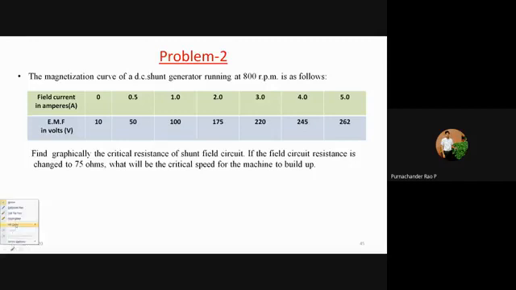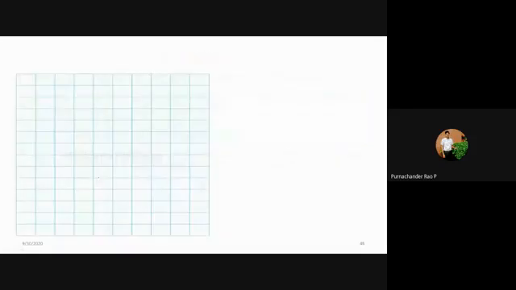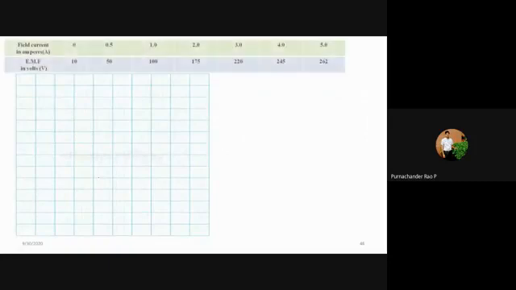And the critical speed, right? So R_cr, the critical field resistance, we need to find out, and then the critical speed with the help of the graph. So I will take a graph sheet, and with the help of this table, I will draw the characteristics. Just take your graph sheet and then take the values.